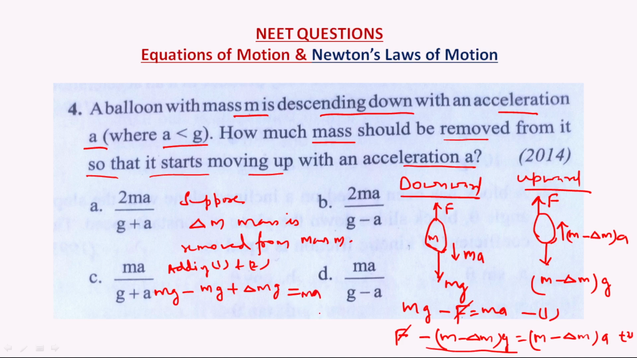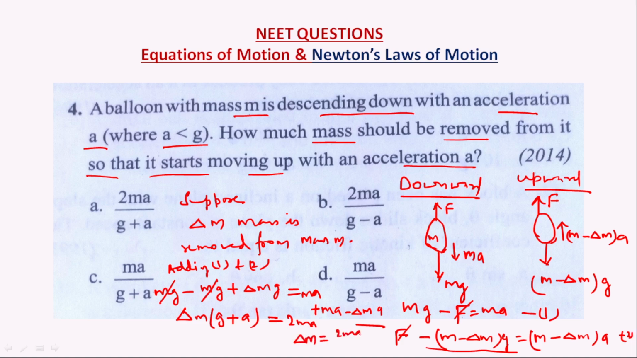plus ma minus delta m a. So mg will get cancelled. Now the delta m terms: on the left hand side g is there, and from the right hand side we bring it back to the left side. So it will become delta m into g plus a, and the right hand side will become ma plus ma, that is 2ma. So what did we get? How much mass will be removed? 2ma divided by g plus a. So answer A is correct.